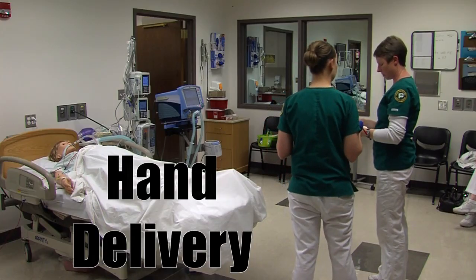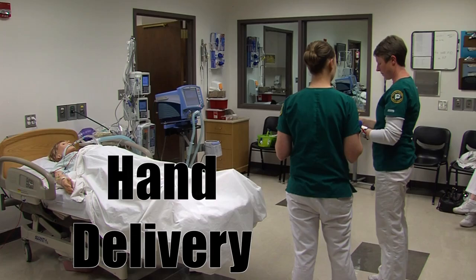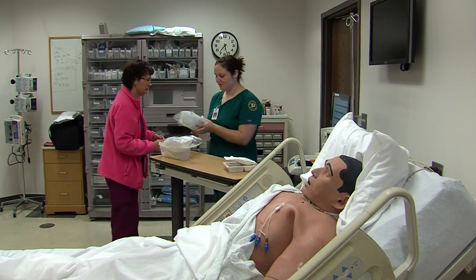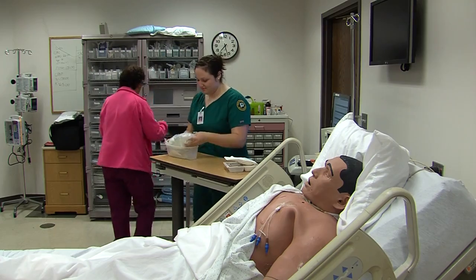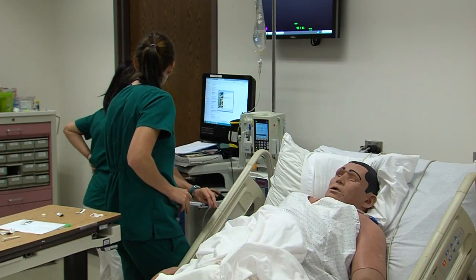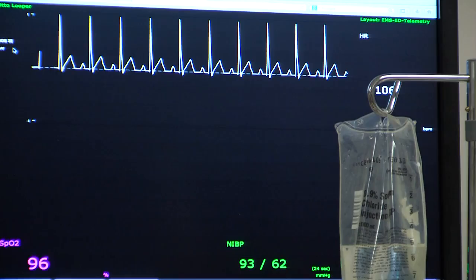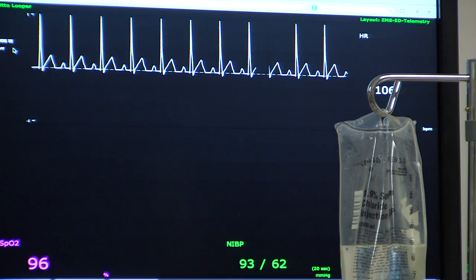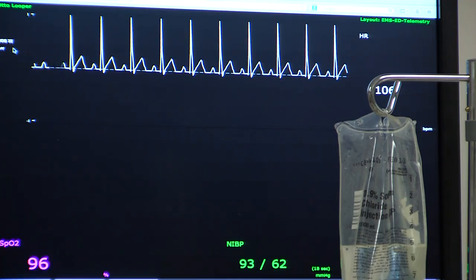Hand delivery. Depending on the capabilities of the room and the product that is ordered, students may expect hand delivery. In the hospital, blood products are hand delivered from the blood bank to ensure the safety of the product and the timely delivery. This also may be the case with specialized medications and IV solutions.